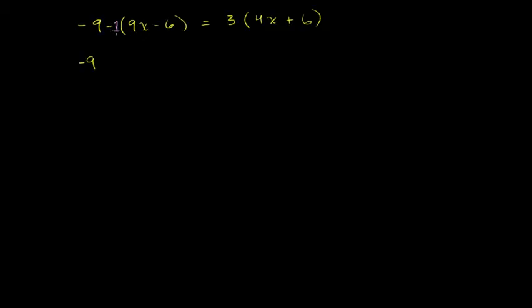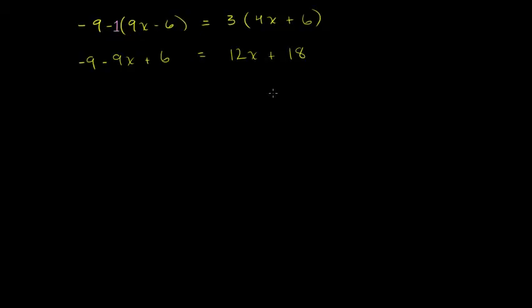So negative 1 times 9x is negative 9x. And then negative 1 times negative 6 is plus 6, or positive 6. And then that is going to be equal to, let's distribute the 3. 3 times 4x is 12x. And then 3 times 6 is 18.